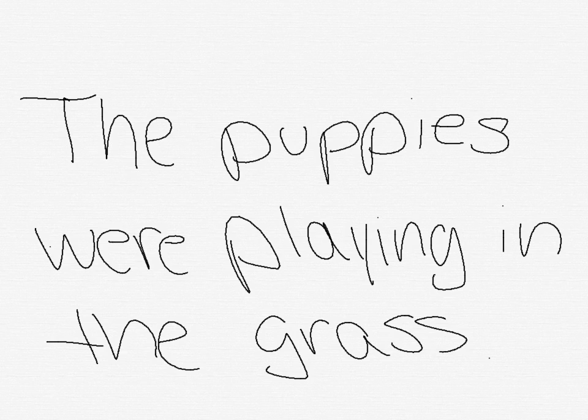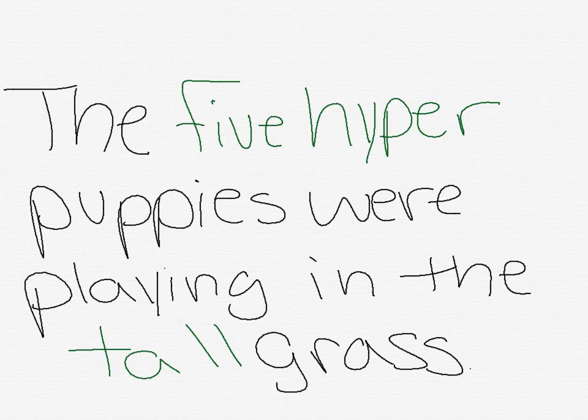Adjectives are used to spice up the sentence and give a feeling to the reader. The sentence, "The puppies were playing in the grass," contains no adjectives. To help the reader know what puppies and what grass, the writer would add in adjectives. An example of this would be saying, "The 5 hyper puppies were playing in the tall grass." 5 hyper describes how many and what kind of puppies, and tall describes what kind of grass. What adjectives would you add in?